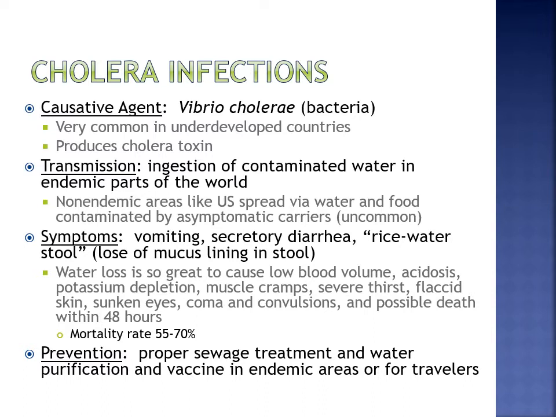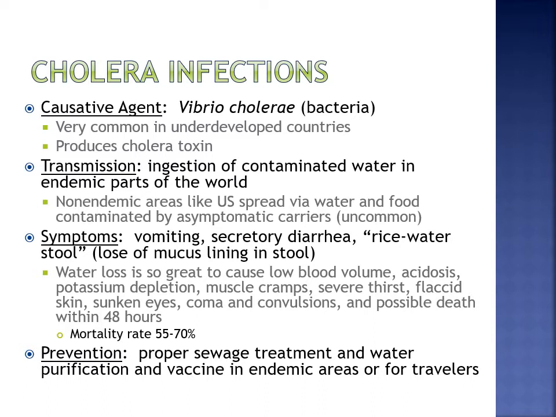Some side effects of those symptoms, especially just losing so much water, is that you end up having low blood volume. You can also have acidosis, potassium depletion, muscle cramps, severe thirst. Your skin and eyes get kind of sunken and flaccid. Eventually, if this continues, it can lead to a coma or convulsions and possible death within 48 hours. So it's very quick. This is a pretty scary disease with a mortality rate of 55 to 70%.